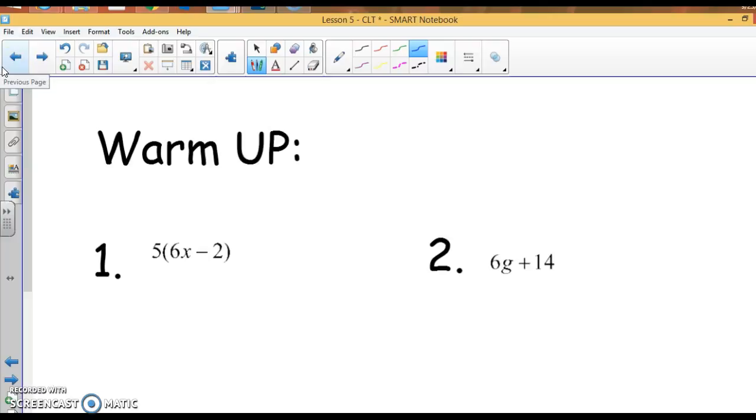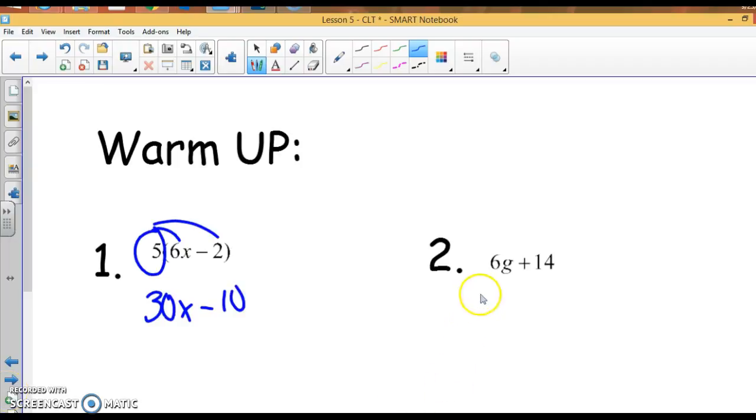All right, again, pause and do these 2 problems. First one, we're going to use the distributive property. This is 5 times the quantity 6x plus 2. 5 times 6x is 30x. Positive 5 times negative 2 is negative 10, so 30x minus 10.